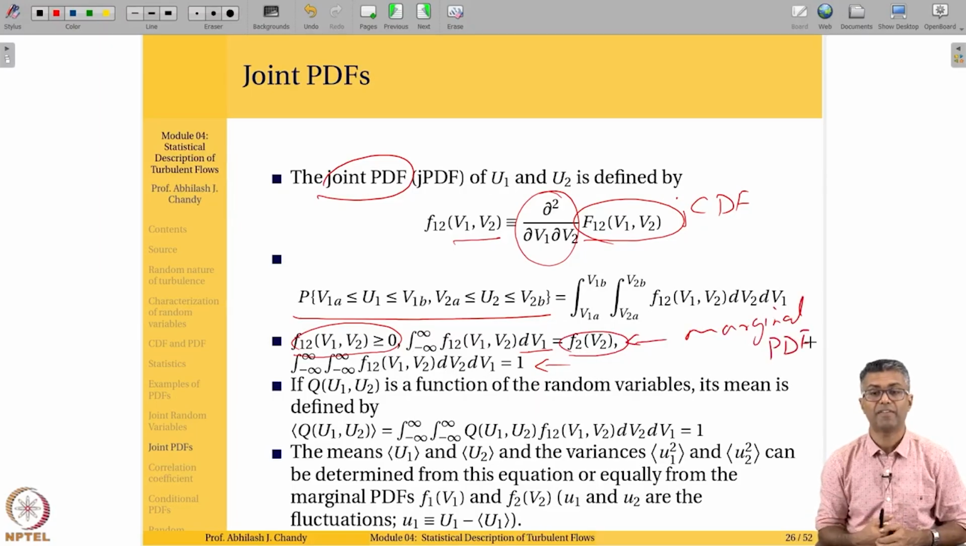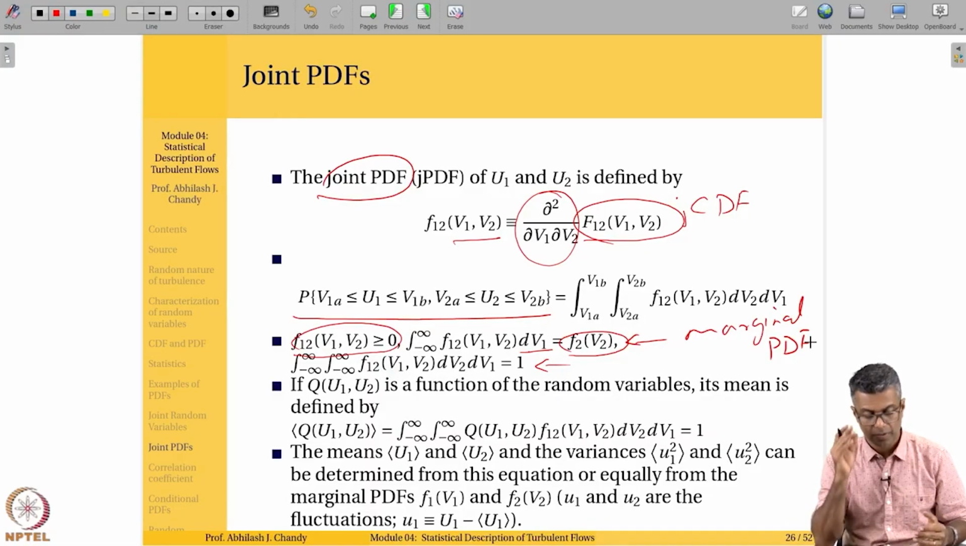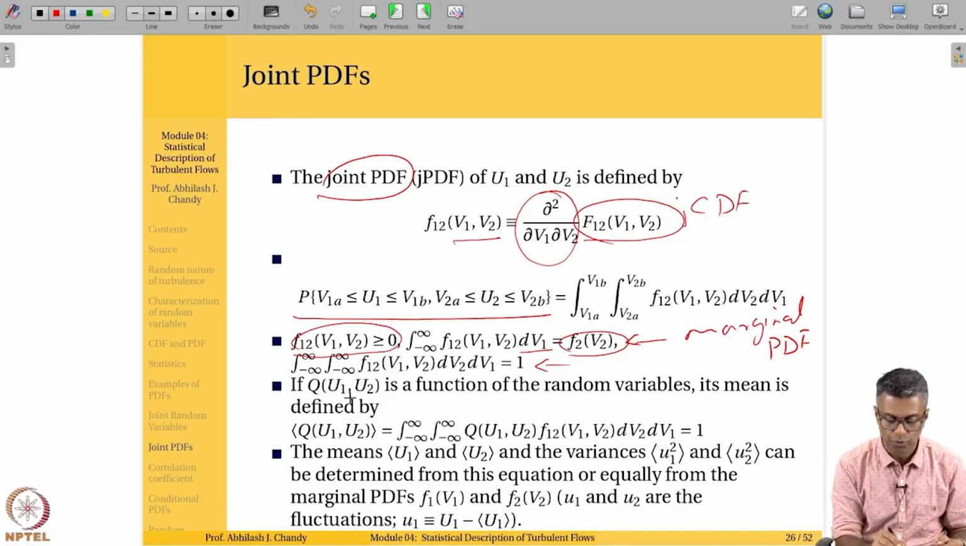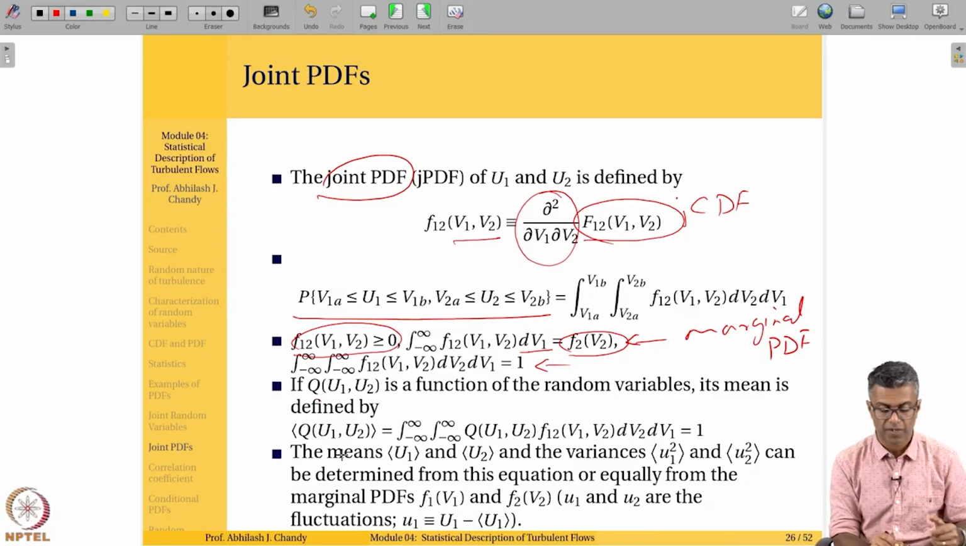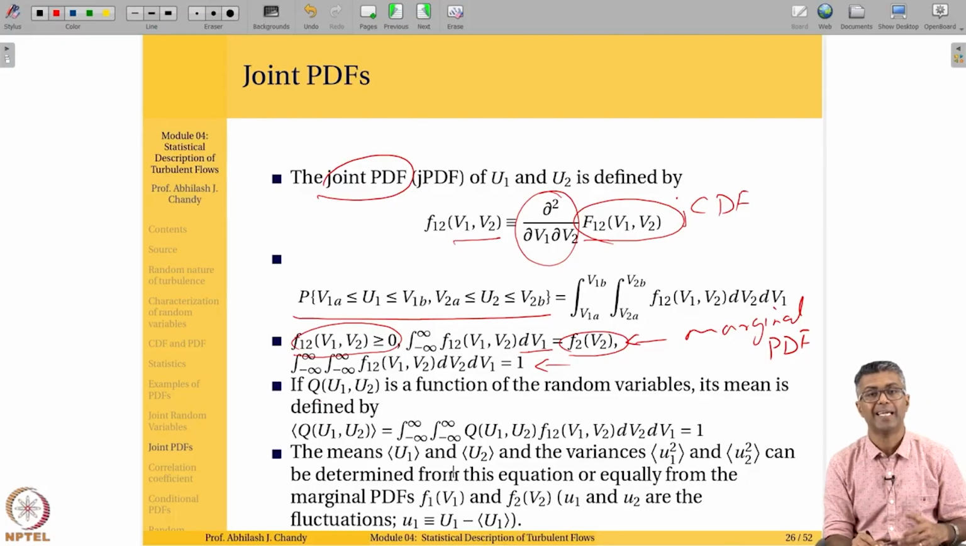So just like you had a marginal CDF, now you have a marginal PDF. I hope this is clear. Now if you take any variable, which is Q of U1, U2, a function of the random variables U1 and U2, then the mean of that variable can be obtained by integrating its product with the PDF.